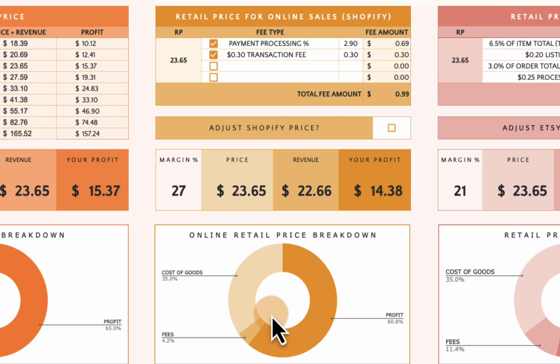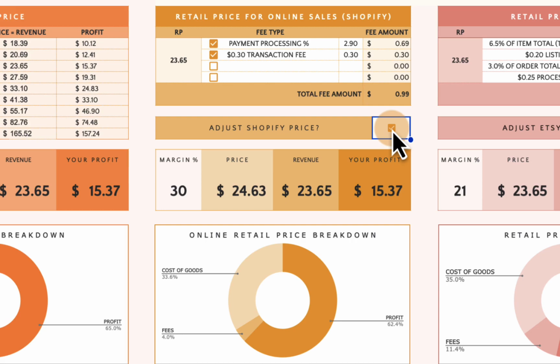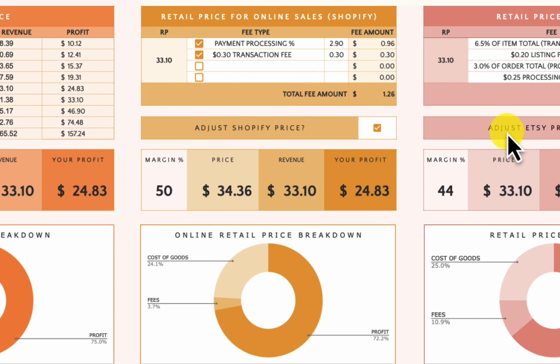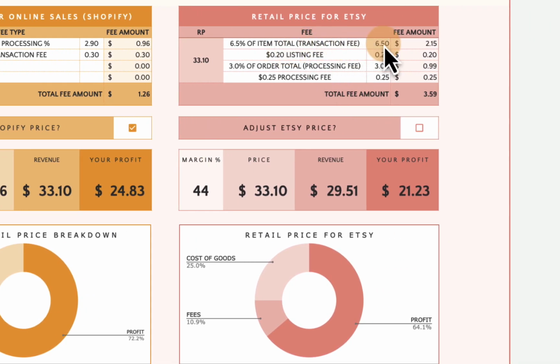If you want to adjust the price, click the checkbox and your price will be automatically adjusted to maintain the initial profit. Let's change profit margin to 50% because that's what we want and move on to Etsy sales. So Etsy has transaction fee, listing fee, and payment processing fees. You can see the total fee amount here. If we keep the same price, our revenue and profit drop to these numbers, which results in 44% profit margin, and the fees now take 10% in the breakdown chart.